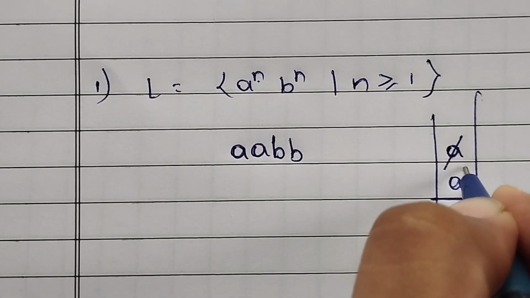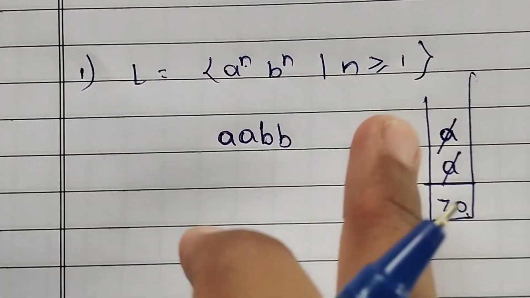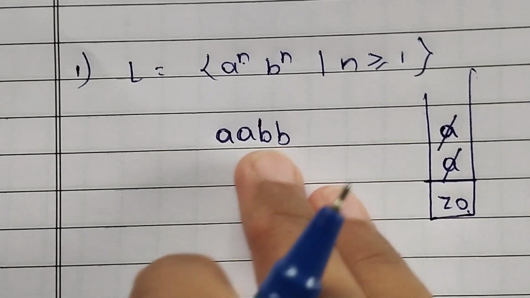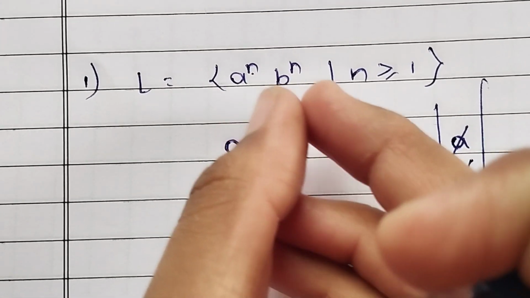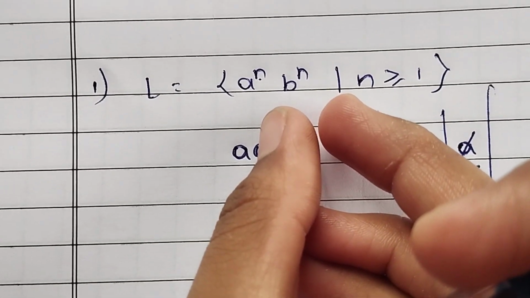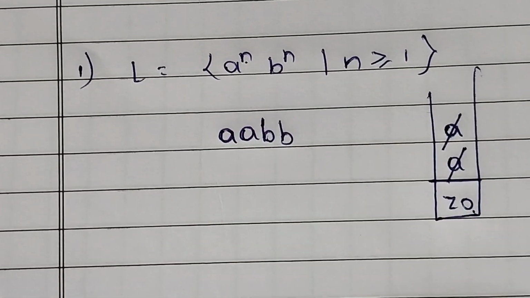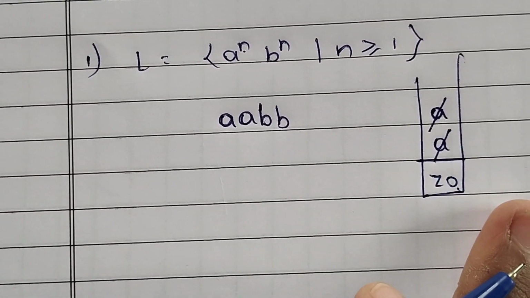Now we read the b, so for the first b we pop the first a, then for the second b we pop the second a. In this way, if n is equal to 3, then for the 3 b's we pop 3 a's. So in this way, a raised to n and b raised to n means for the b raised to n we pop the a raised to n, an equal number of a's and b's. So this is the logic for this language.